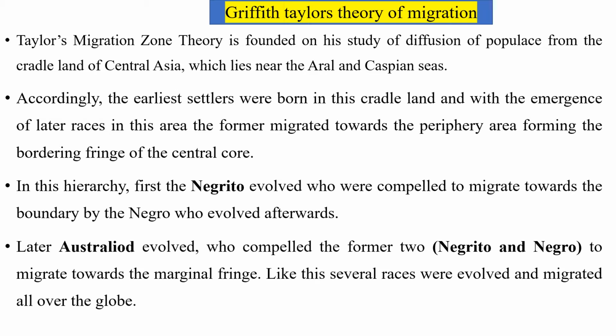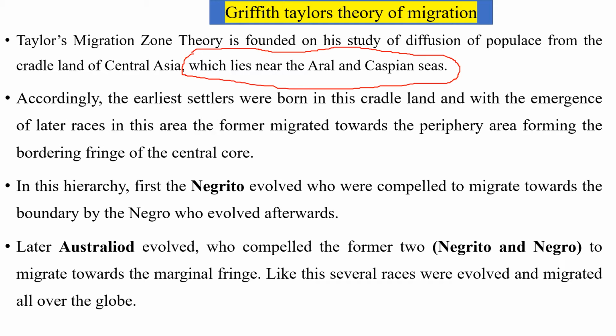According to him, he wrote down his ideas regarding human migration in his book. His book was published in the 19th century. In his book, he studied the diffusion of the populace from the cradle land of Central Asia, which lies near the Aral and Caspian Sea. Means according to Griffith Taylor, the human being's first evolution is concerned with the Caspian Sea.